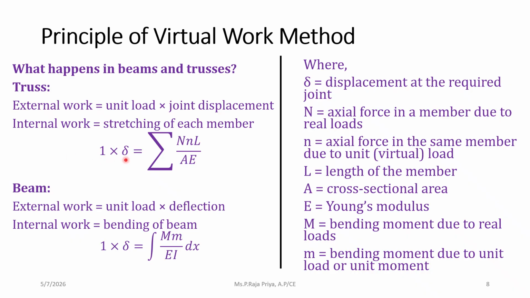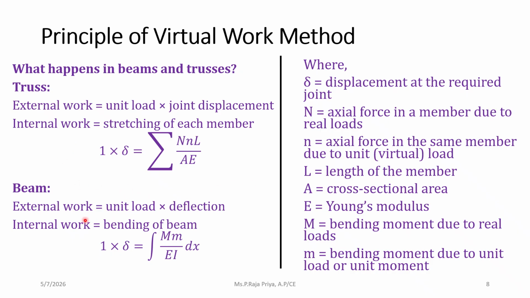So 1 into delta is equal to the internal work, which is n into N L by A E. Here delta is the displacement at the joint where it is required. This small n is the axial force in the member due to the unit load, that is the virtual load we apply. And capital N is the axial force due to the real loads, that is what is actually applied in the member. L is the length of the member, A is the cross-sectional area, and E is Young's modulus. This is in case of truss.